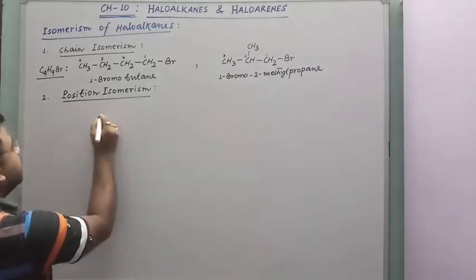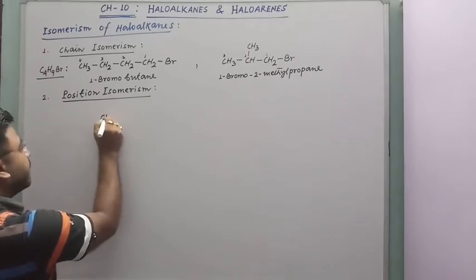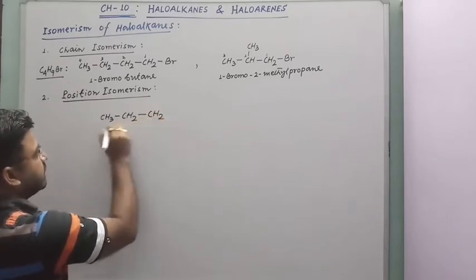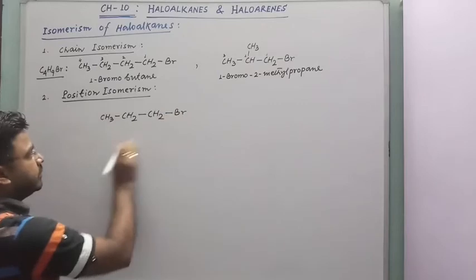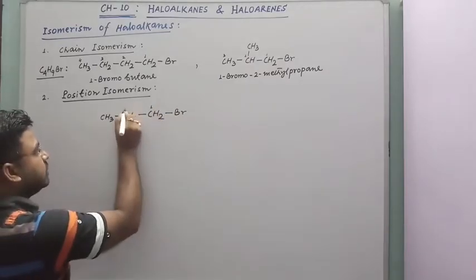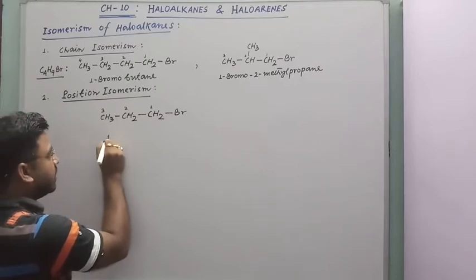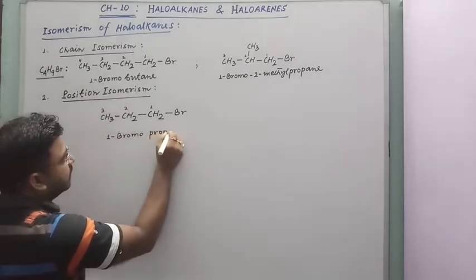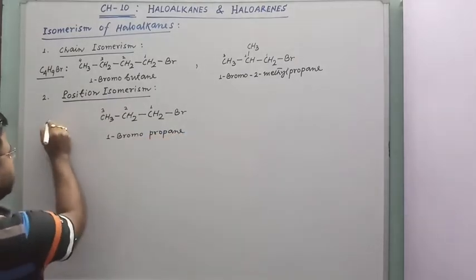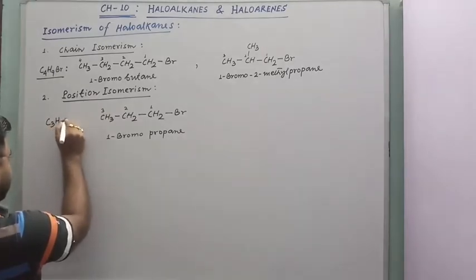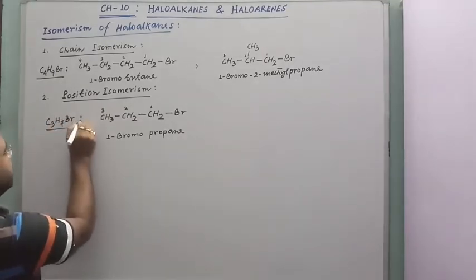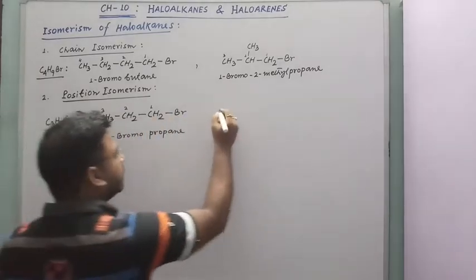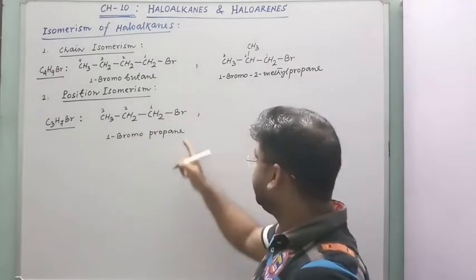See an example. CH3, CH2, CH2 - three carbons. 1, 2, 3. 1 bromo propane. Its molecular formula is C3H7Br. So this is the molecular formula C3H7Br. Now the positions of the halogen atoms are different.